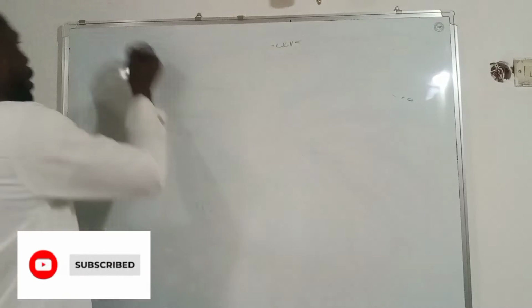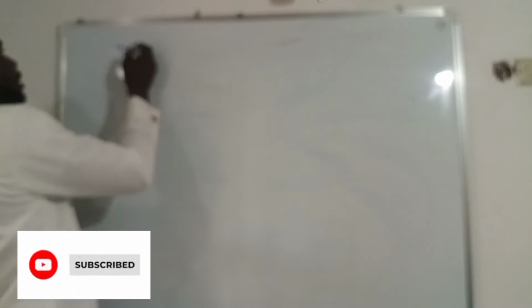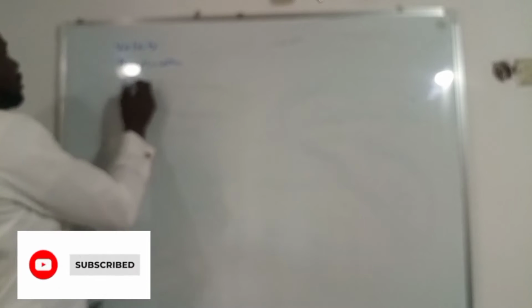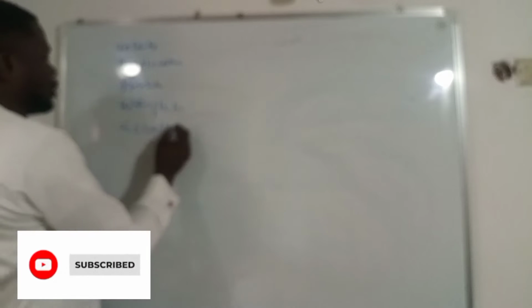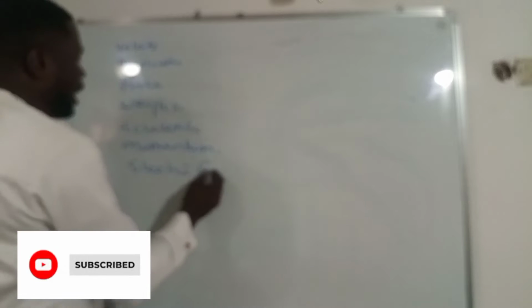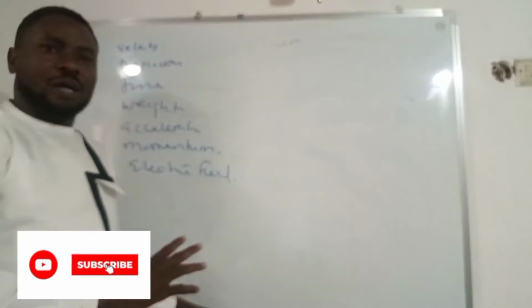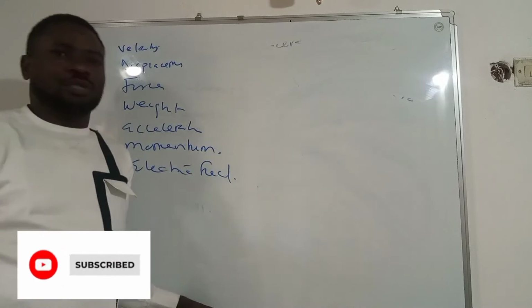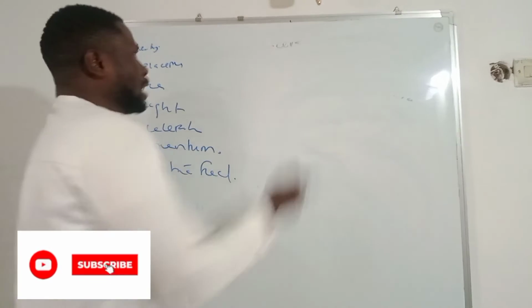Examples of vectors. For vector quantity, let's take velocity as an example of a vector. Displacement is an example. Now force, weight, acceleration, momentum, electric field. These are a few examples of what? Vectors. You need to know these examples. So these are examples of vectors. Vectors have magnitude, vectors have what? Direction.